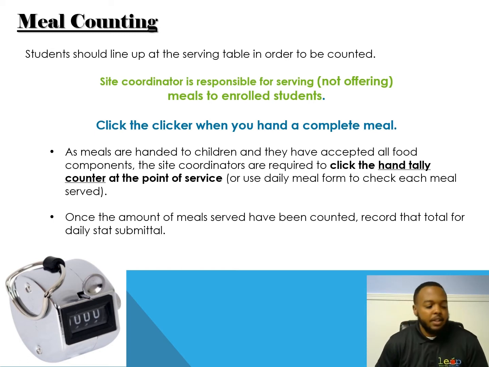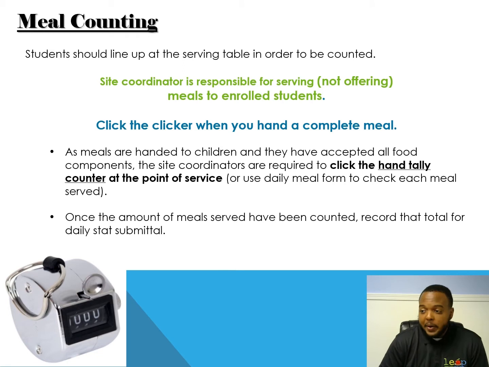It's pretty easy. Once you've served all meals, you just look at the clicker and write down that number, or if you have your Leap Program Manager on your phone, which I'll go over soon, you can just jot it right then and there. But definitely super important. You want to make sure you are meal counting and you are using the clicker to get the number for your daily stat submittal.